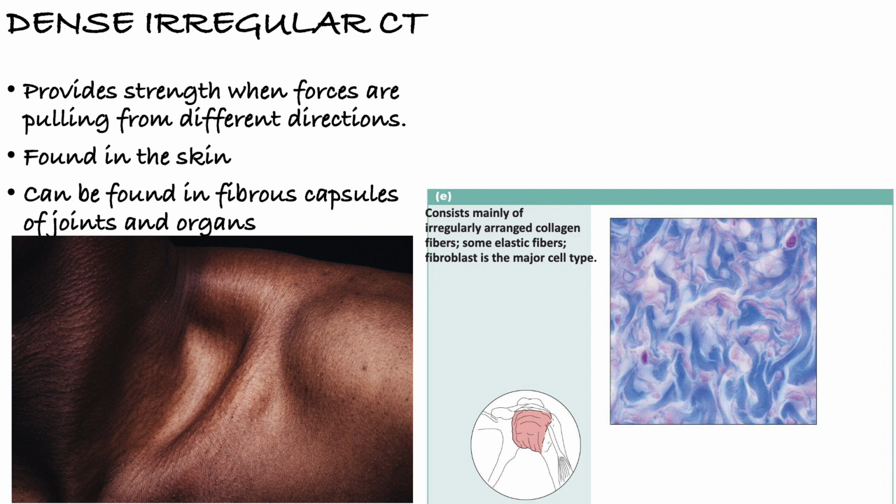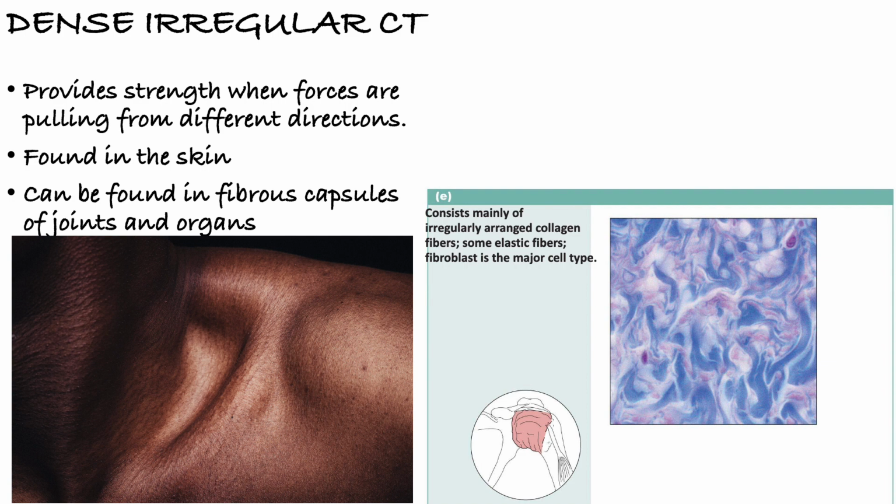So the next tissue is going to be the dense irregular connective tissue. We see this in the skin. This provides strength when forces are pulling from different directions. You're working out, you're running, your skin can be pulled in different directions. We're going to compare that in the next slide with tendons and ligaments. You cannot be pulling your tendons and ligaments in different directions. It's going to get torn. All right, it's going to get torn.